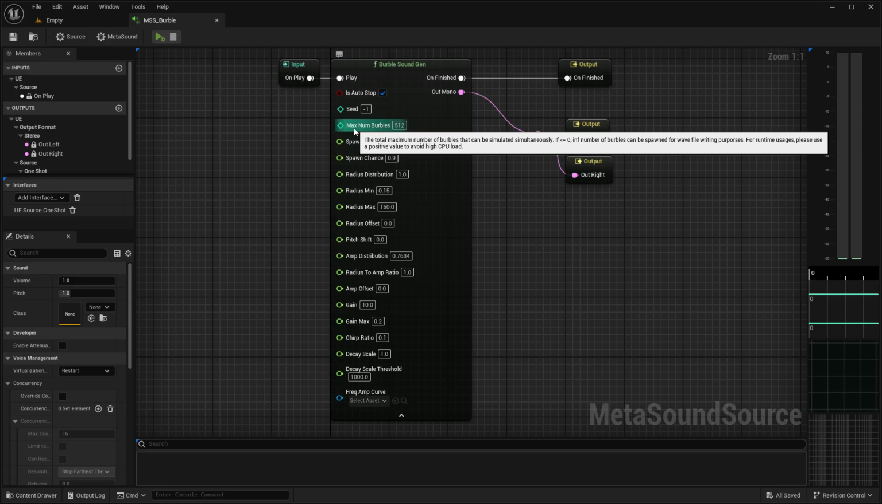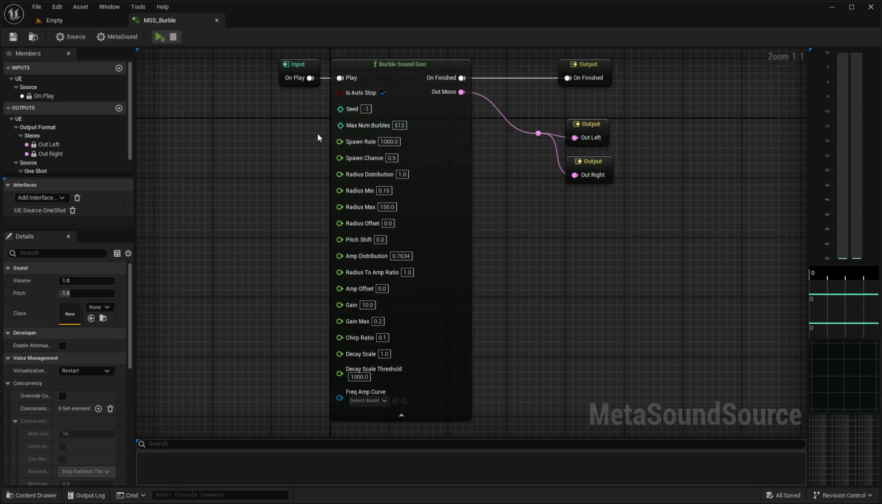This input pin limits the maximum number of bubbles that can exist at the same time. Because the lifetime of an air bubble is very short, you can hardly ever reach this number. For example, from our observation, even if 10,000 bubbles are created per second, only around 300 bubbles will exist at the same time. Spawn rate is the number of bubbles spawned per second.